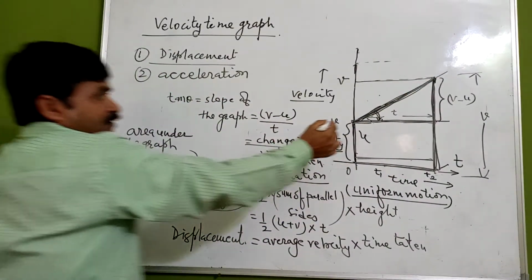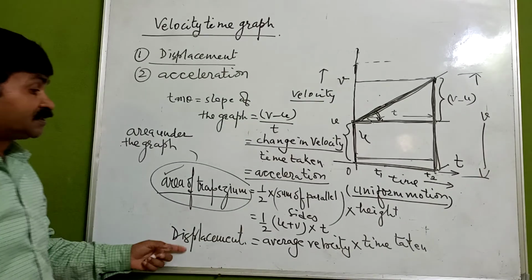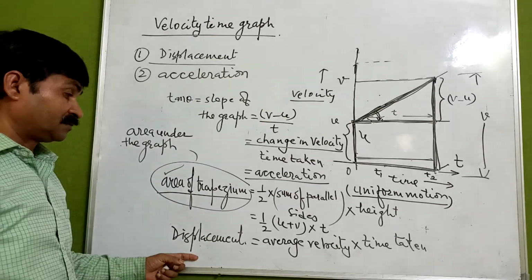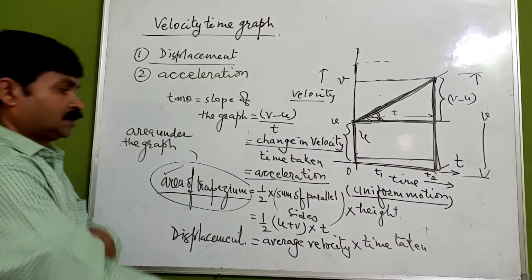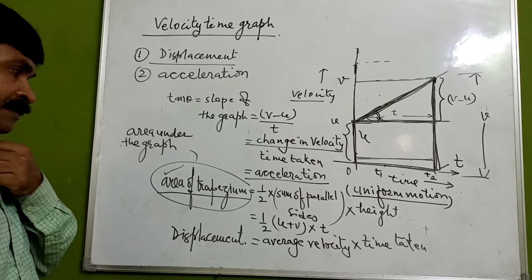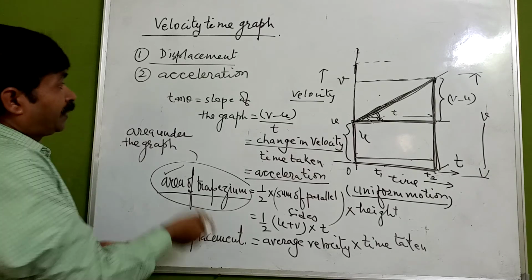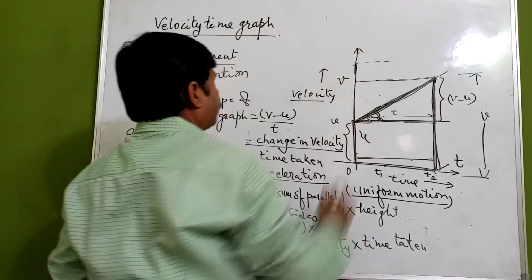If there is a change in the velocity with respect to time in this graph, we are getting the acceleration. Similarly, if we go with this, we are getting the displacement. In this graph itself, it is giving you the displacement. Okay. So this way, we can have the analysis of velocity time graph.